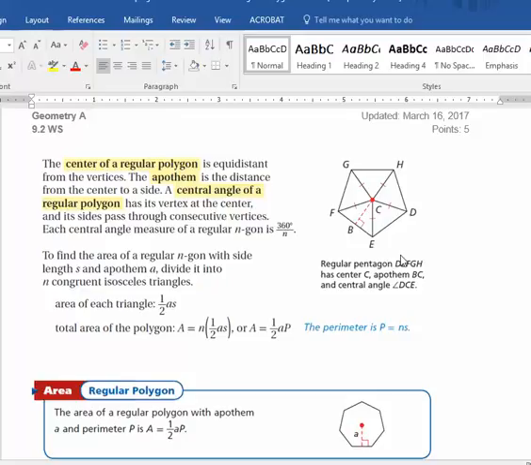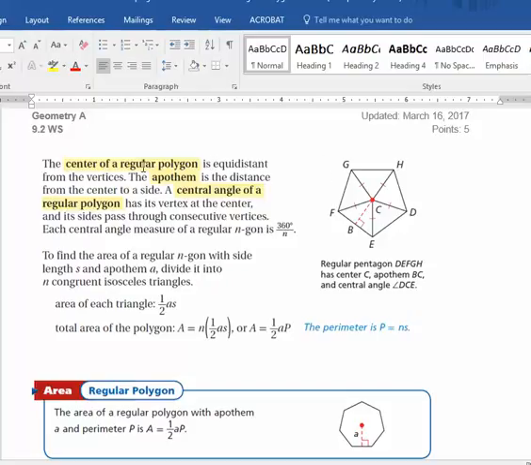Hello, this is Ms. DB, and in this video I'm going to help you out with some of the problems on the 9.2 worksheet. The first part is on circles and the second part is on finding the area of a regular polygon, and that's the part we're going to focus on today.